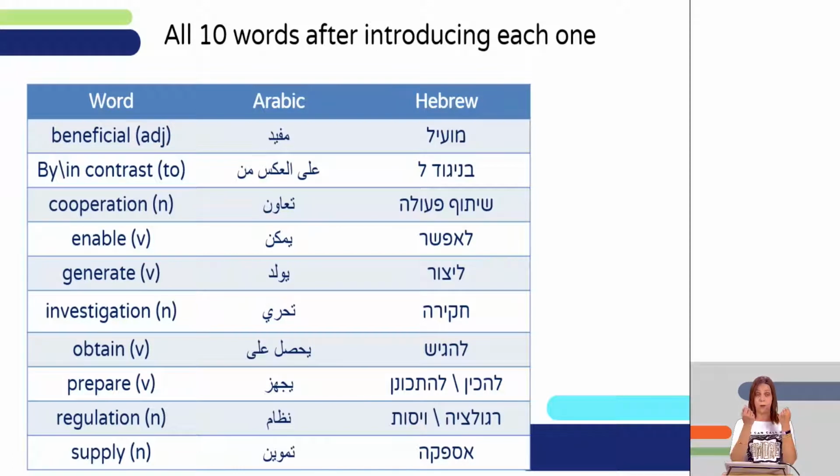Here we have the word obtain, which is get or acquire, and it is a verb. And then we have the word prepare, to make something or someone ready for something. Here we have it as a verb as well. Regulation, we go to the same point, T-I-O-N, a noun, and supply. As I mentioned earlier, it can be both a noun and a verb, but here we are dealing with the noun. Ready for more practice?